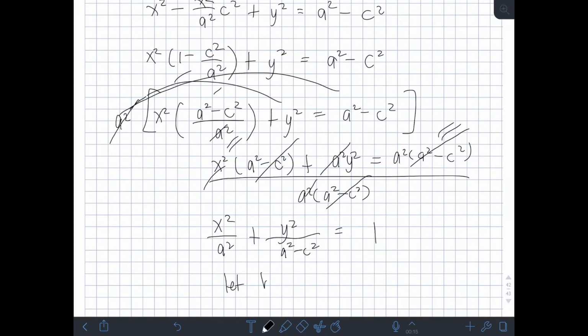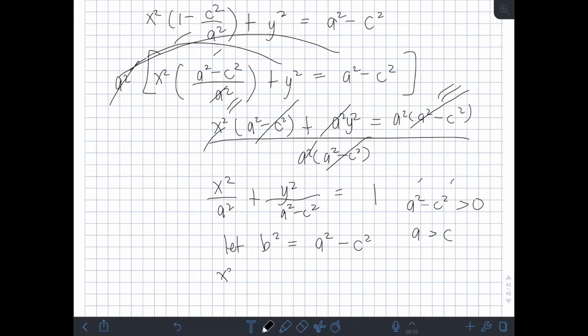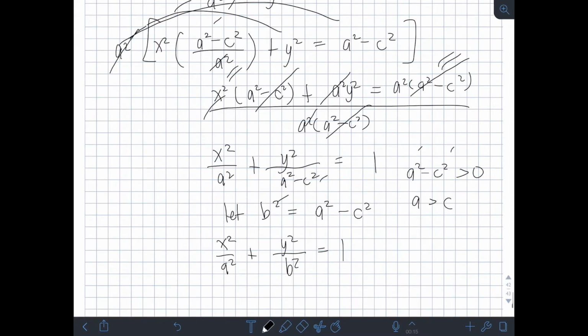Now, if we let b squared be equal to a squared minus c squared, so b squared must be positive kasi a squared minus c squared is also positive. Kasi nga kanina yung a is greater than c. So, pag hinanap mo yung difference ng a squared minus c squared, positive pa rin, right? So, therefore, we have x squared over a squared plus y squared over itong a squared minus c squared, gagawin ko na lang b squared, then equal to 1.